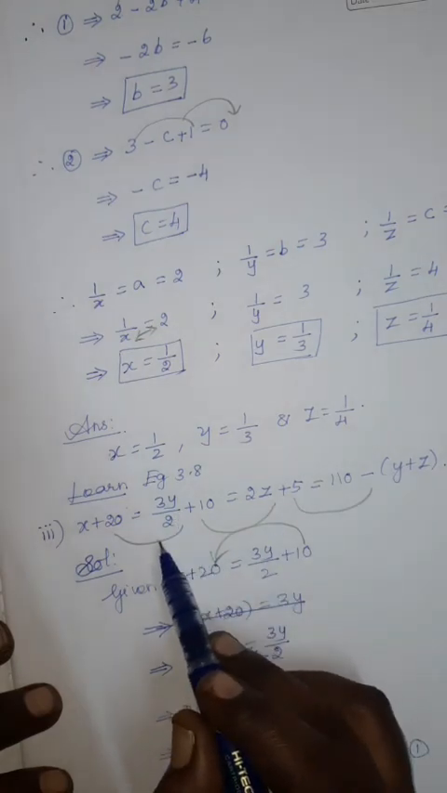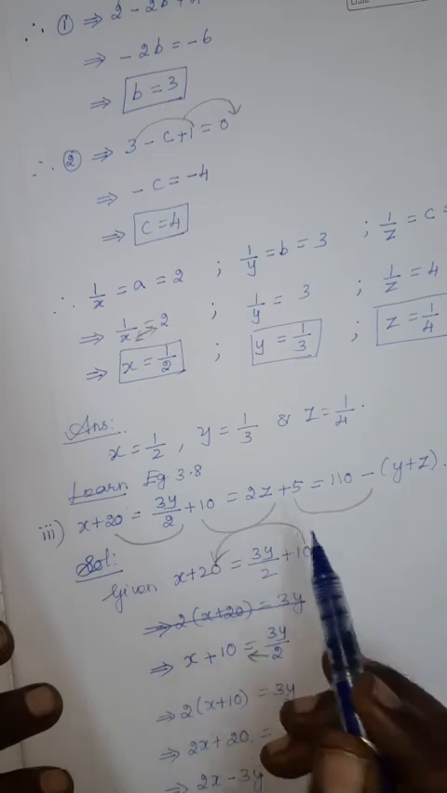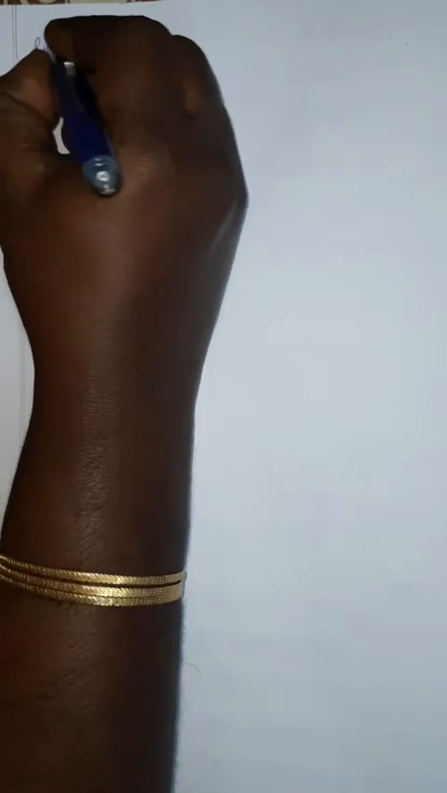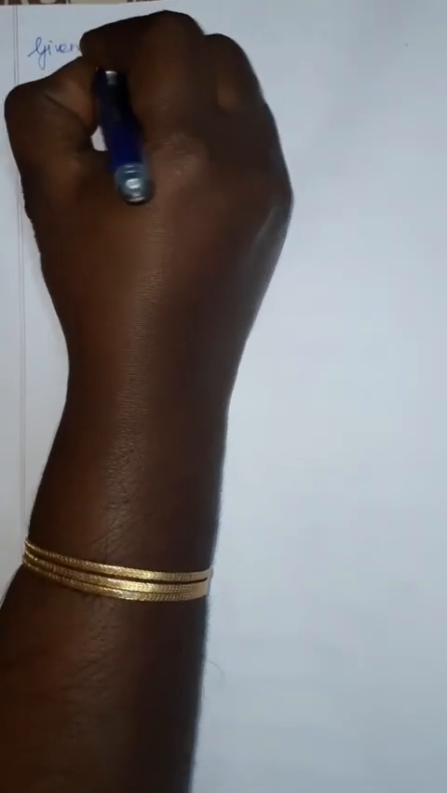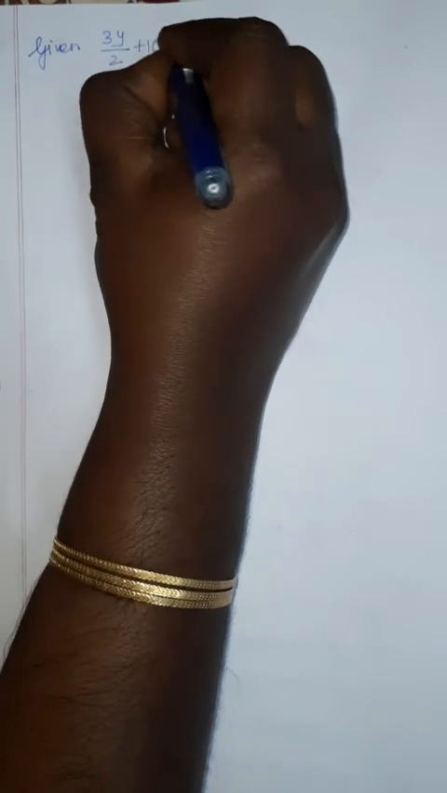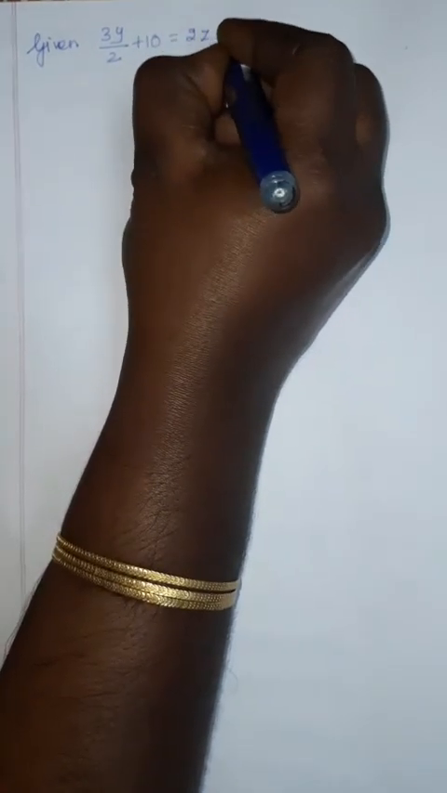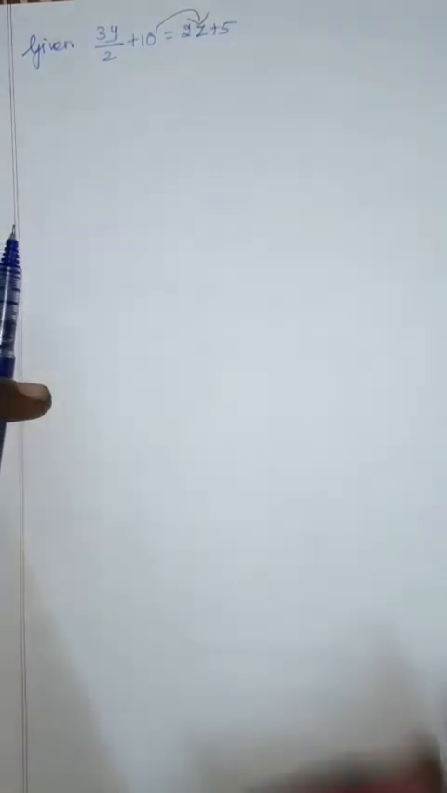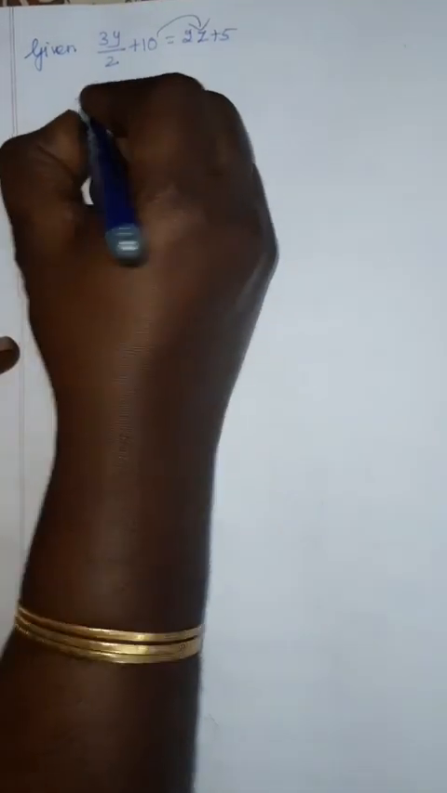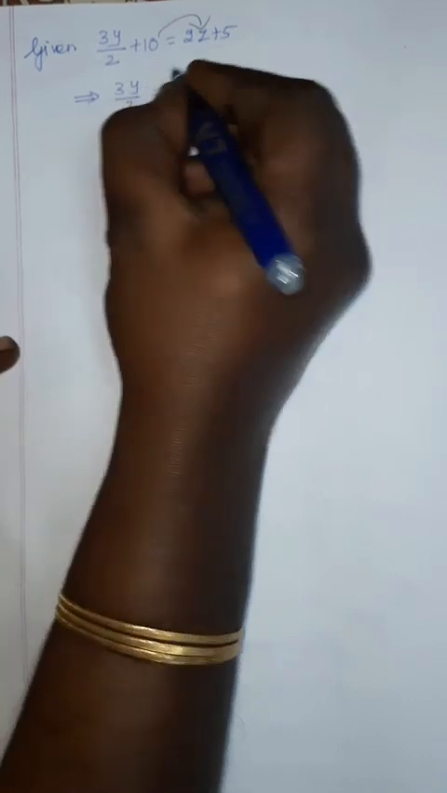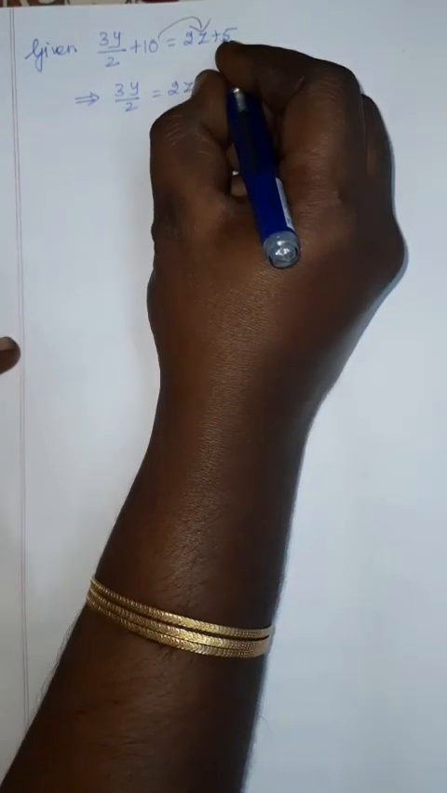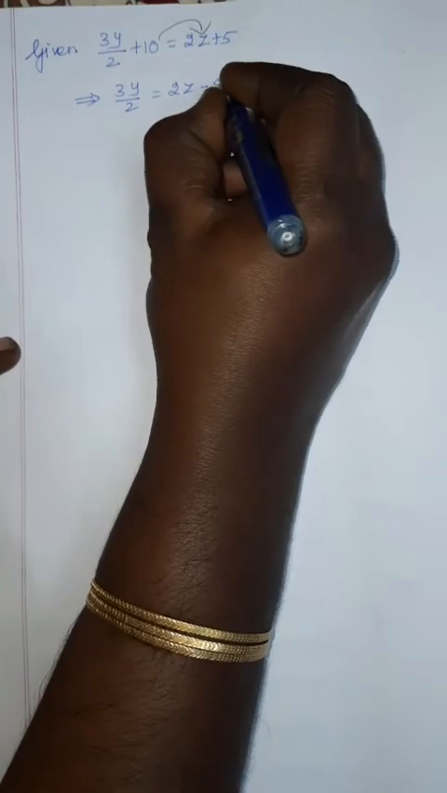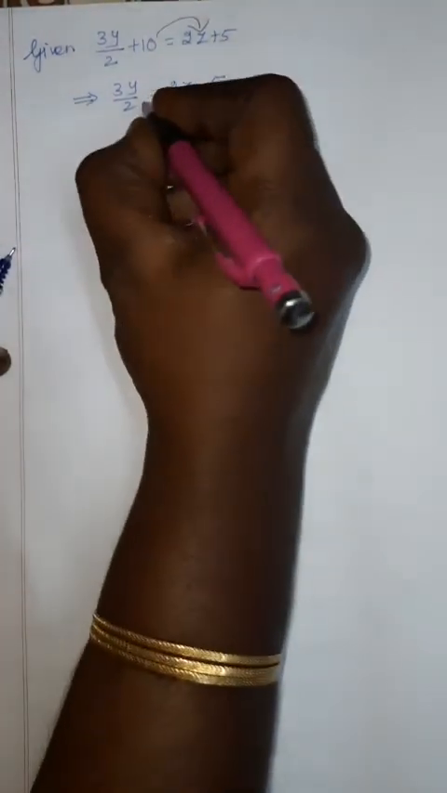That means 3y by 2 plus 10 equal to 2z plus 5. Okay, given 3y by 2 plus 10 equal to 2z plus 5. Like the previous step, you take this 10 to the other side first. So you will get 3y by 2 equal to 2z plus 5 minus 10. It is minus 5. Okay, now we can cross multiply.